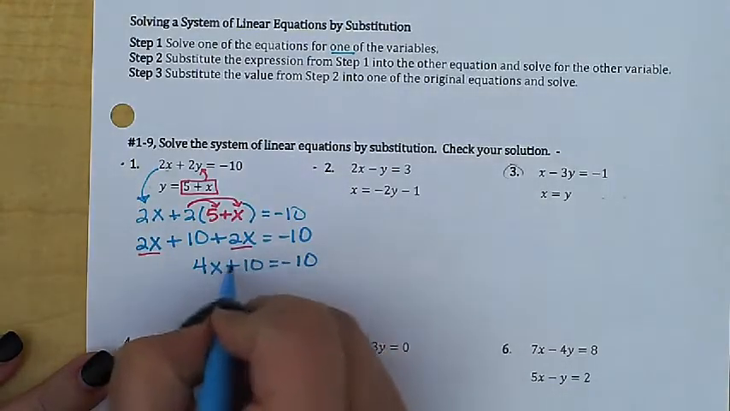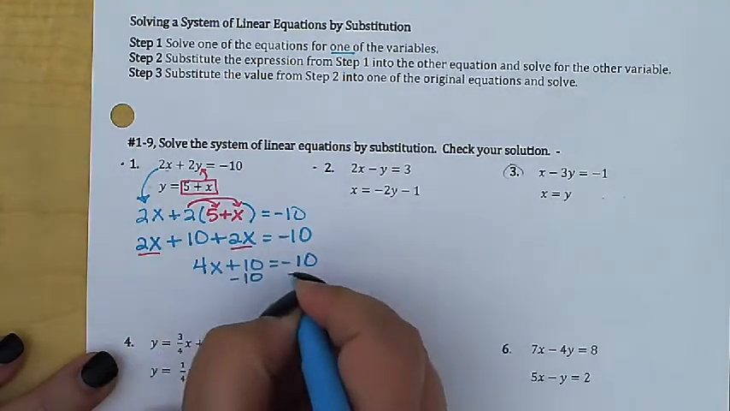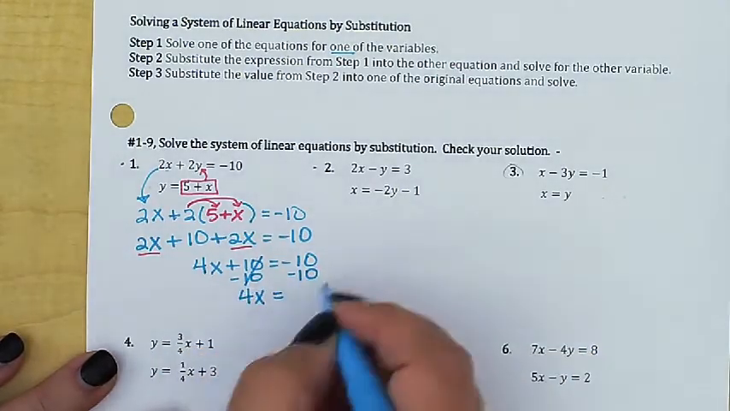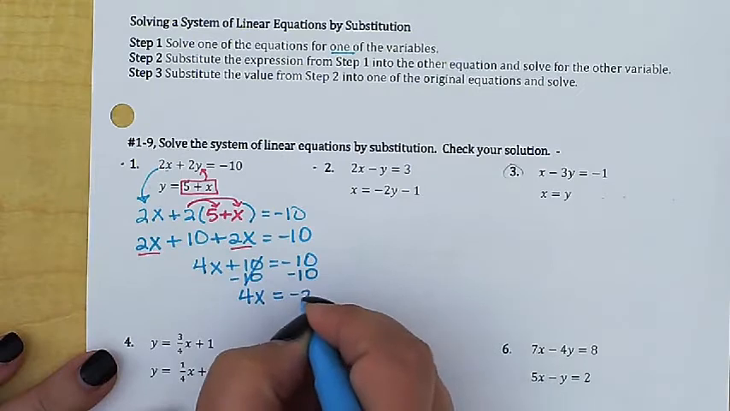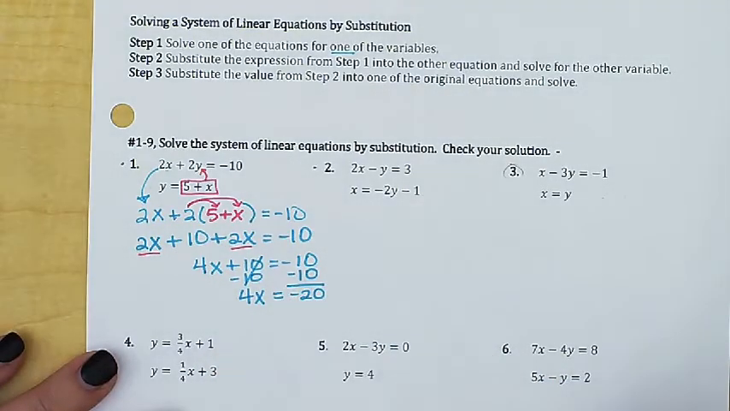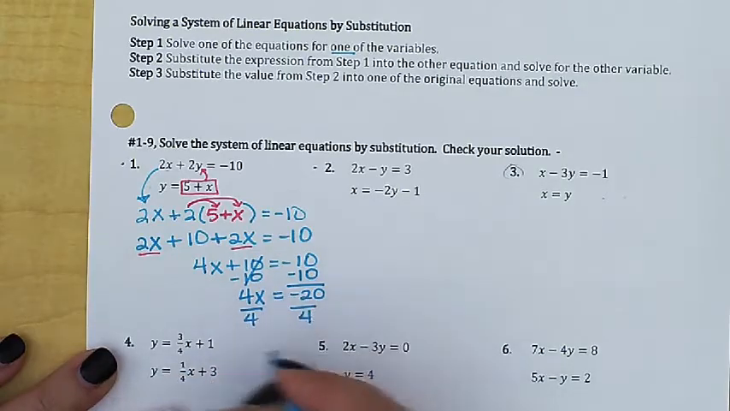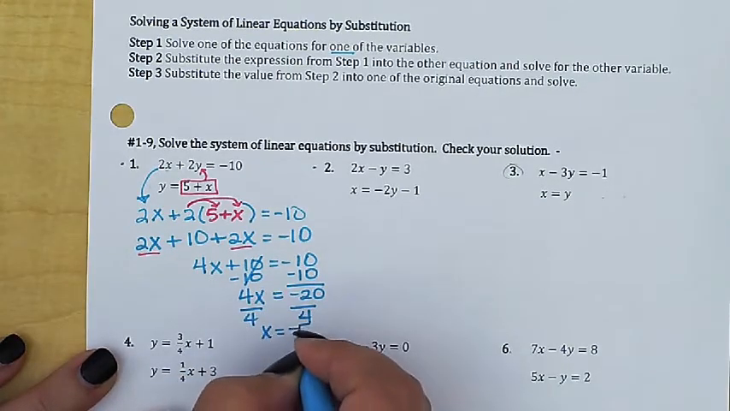So now that this is simplified, we start doing those opposite or inverse operations. Get rid of the 10 by subtracting it on both sides. That leaves me with 4x equals -20, since those are both negative, and then divide both sides by 4. And it turns out that x has to be -5.